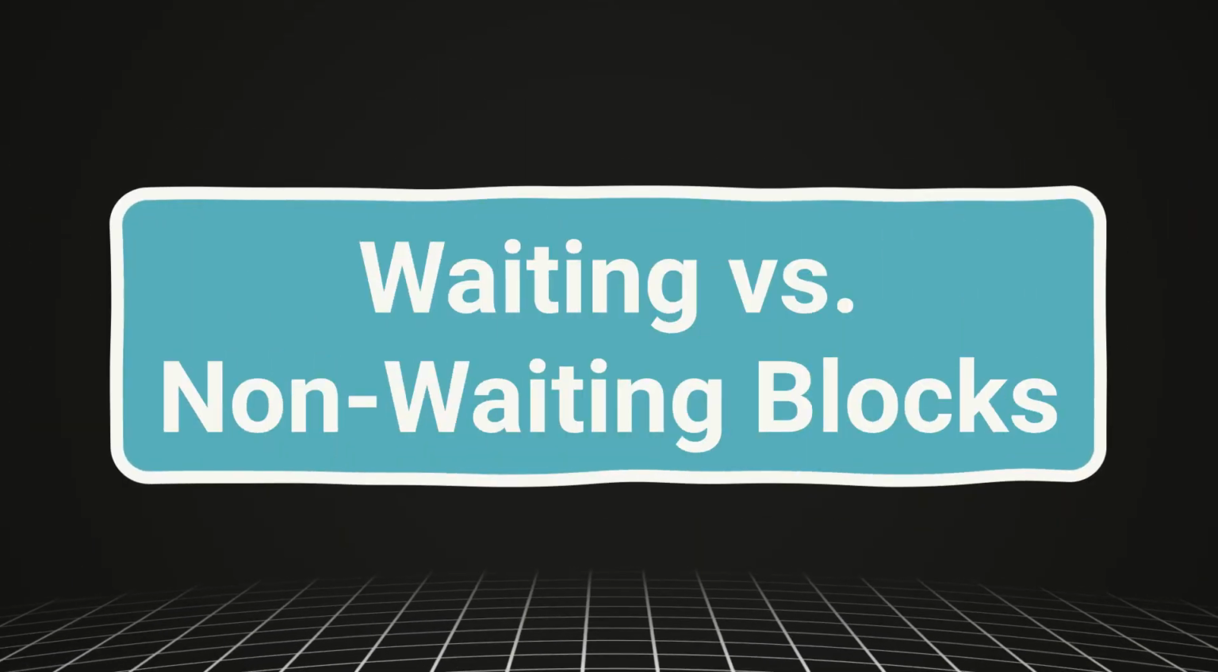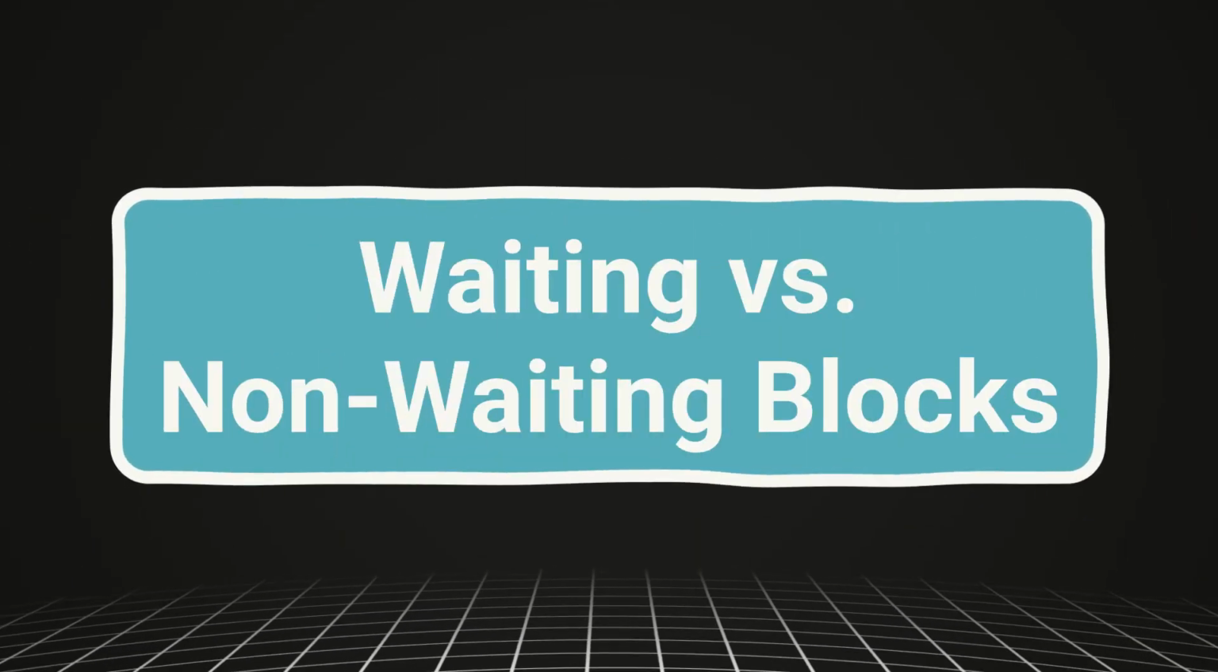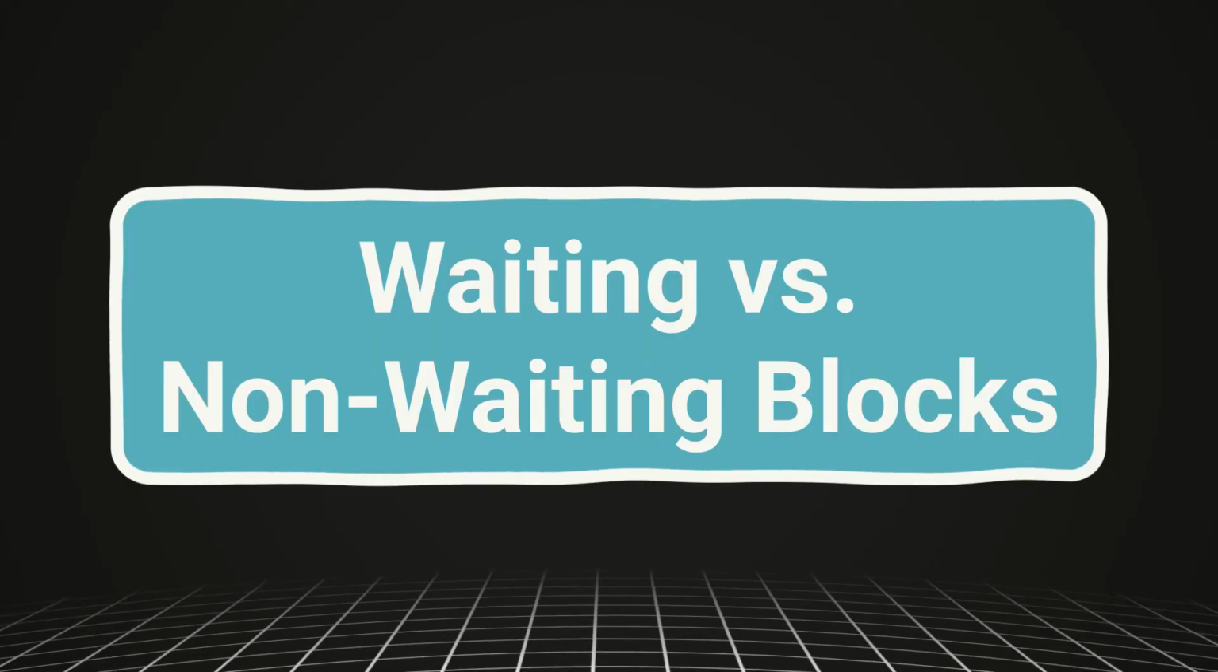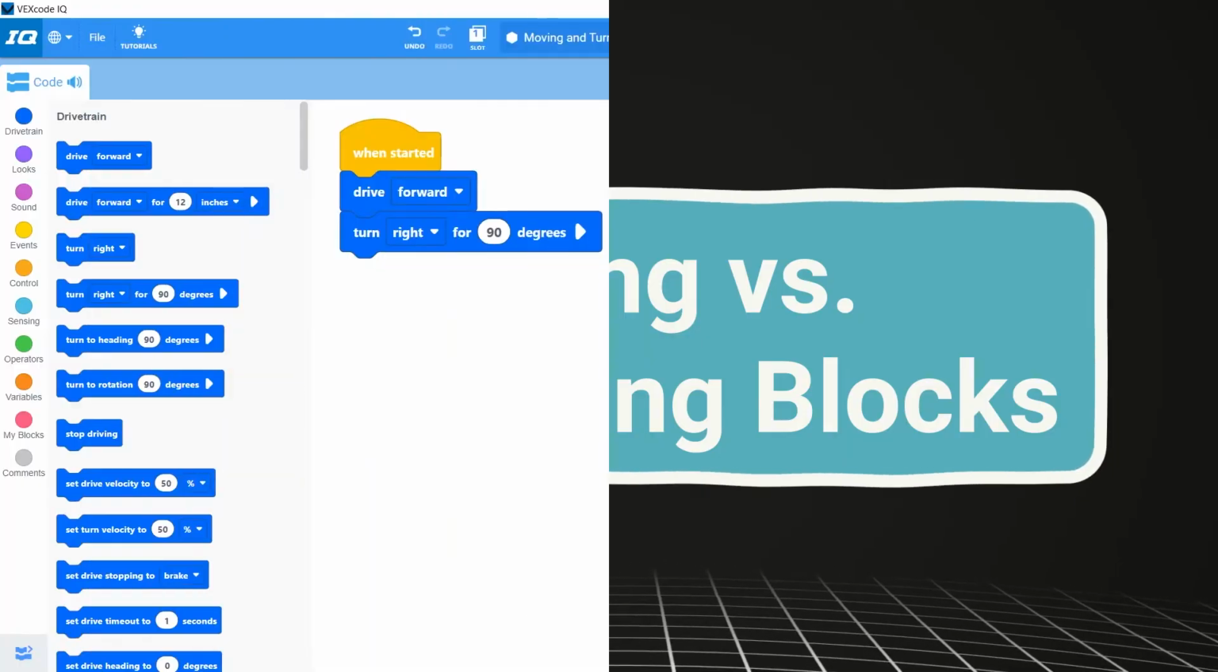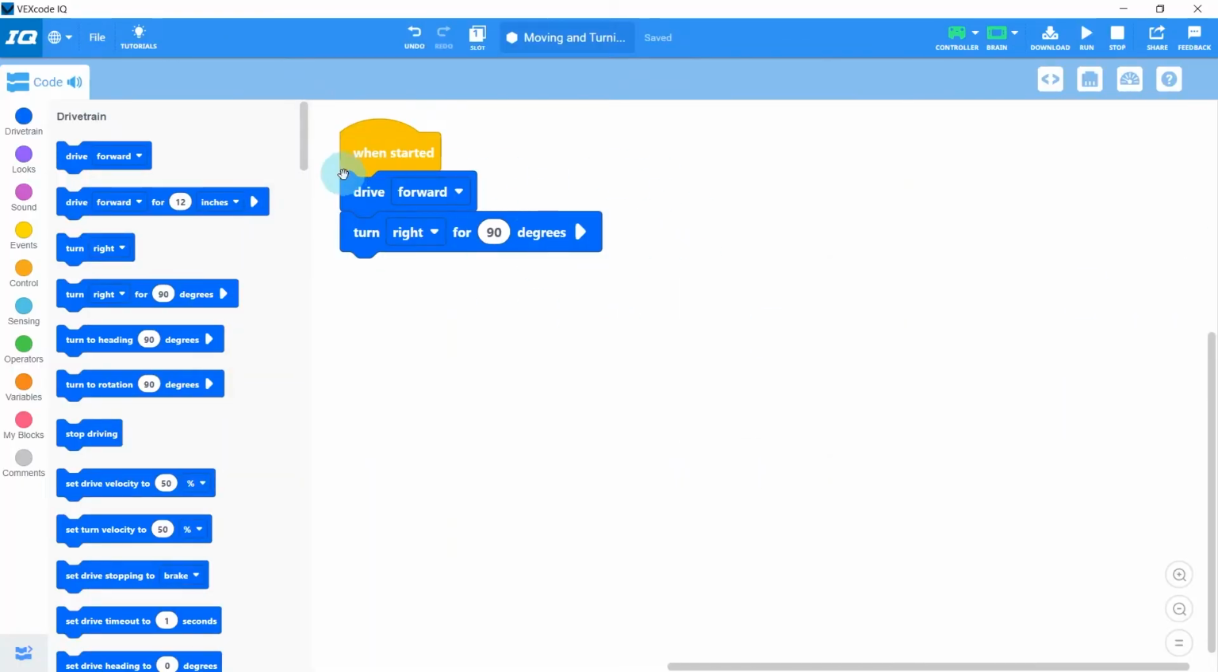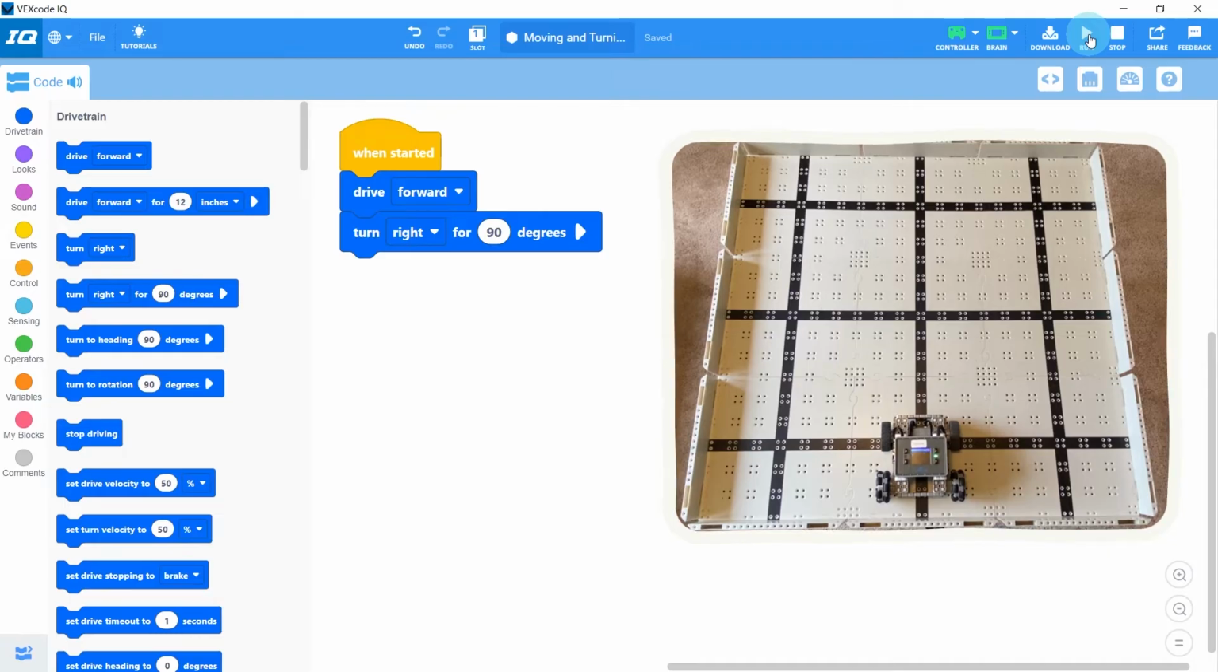One important thing to keep in consideration while working with the drivetrain blocks is which ones are waiting blocks and which ones are non-waiting blocks. Let's say I've got this example code here with a drive forward command and then a turn right for 90 degrees command. Something a little unexpected happens. The robot just seems to turn right instead of driving forward like we told it to.